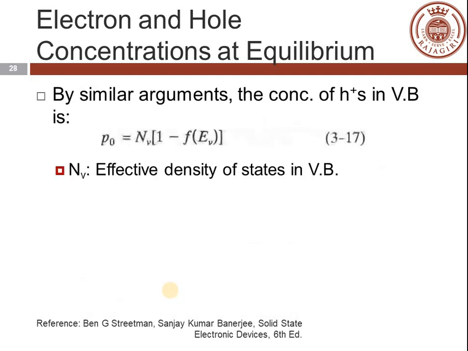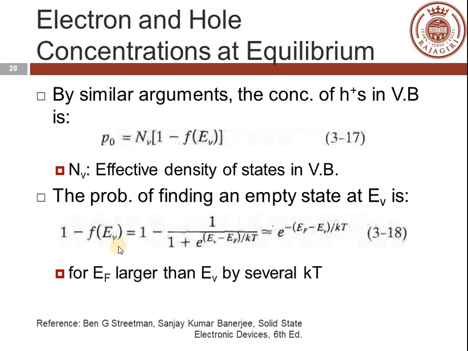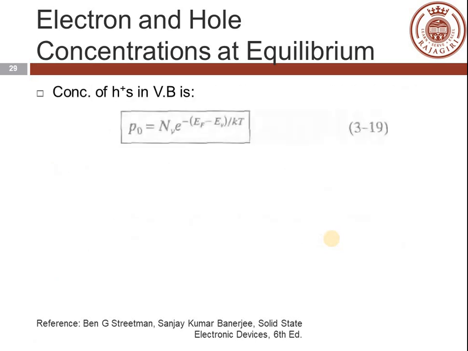By similar arguments, we can find the concentration of holes in valence band. For finding holes in valence band, p0 will be equal to Nv into 1 minus f of Ev, where Nv is the effective density of states in valence band. And by similar arguments, we can write 1 minus f of E will be equal to e to the power minus EF minus Ev divided by kT for larger EF than Ev. Then concentration of holes in valence band, similarly, you can find p0 equal to Nv into e to the power minus EF minus Ev divided by kT.